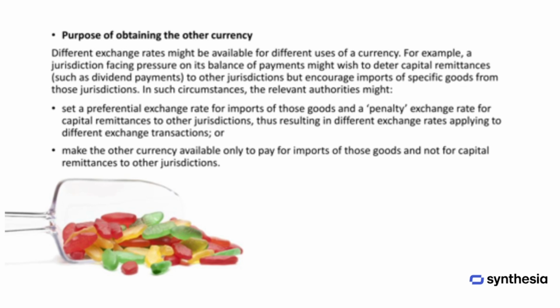Purpose of obtaining the other currency. In some cases, different exchange rates may apply depending on how a currency will be used. For example, in a country experiencing pressure on its balance of payments, the government may try to discourage capital outflows, such as dividend payments to other countries, while encouraging imports of specific goods. To do this, the authorities might take one of two approaches. First, they could set a favorable exchange rate for buying those essential goods, while imposing a less favorable or penalty rate for capital outflows. Second, they might allow access to foreign currency only for paying for those goods and not for sending money abroad, such as dividends. This results in different exchange rates being applied depending on the purpose of the transaction.